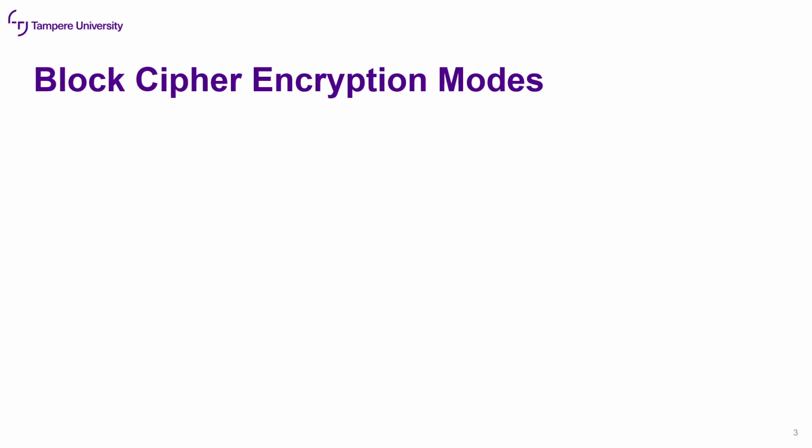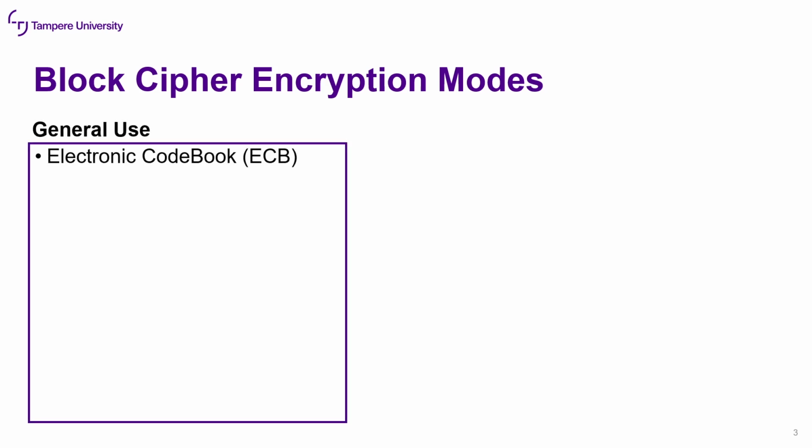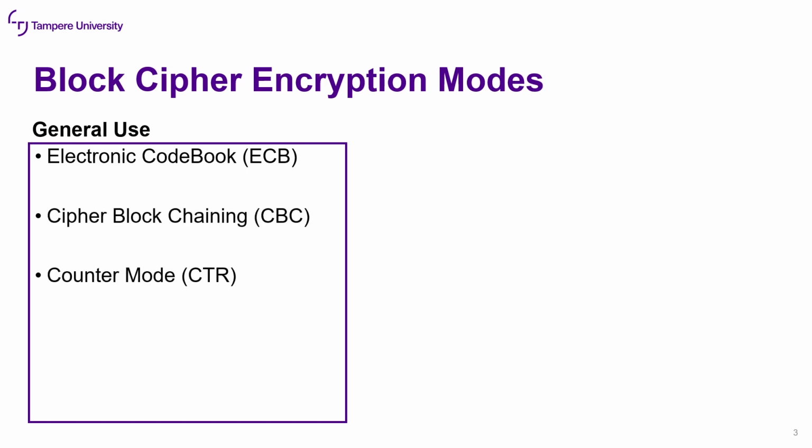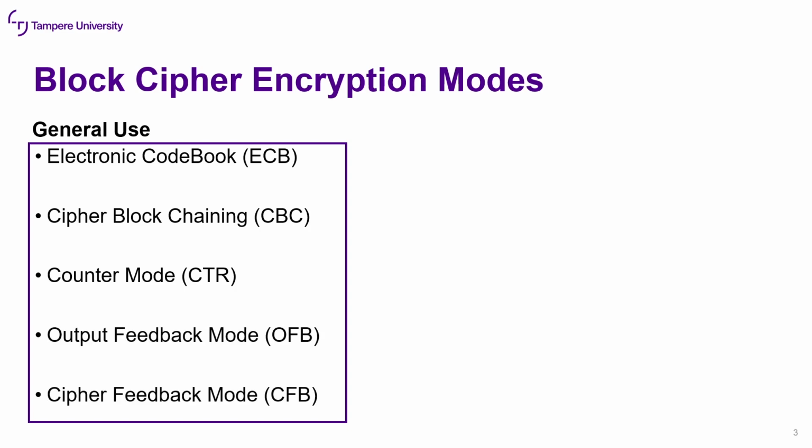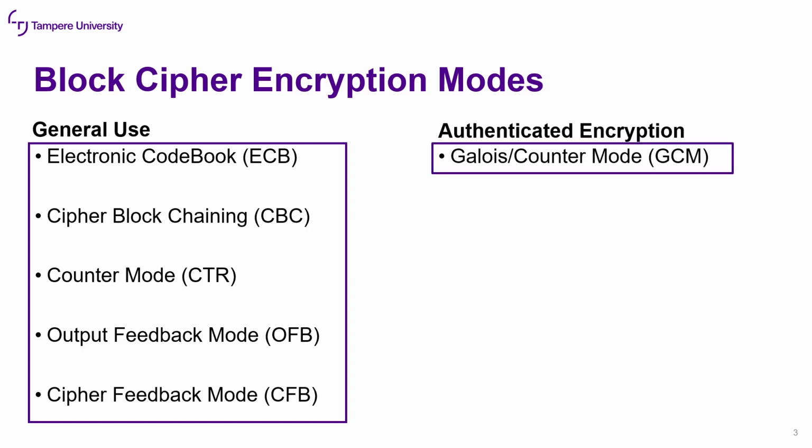And there are a variety of encryption modes that exist. However, we'll primarily be focusing on the general use ones. One of the first ones is the electronic code book, ECB. Then there's cipher block chaining, counter mode, output feedback mode, and cipher feedback mode. In these lectures, we'll also talk about one authenticated encryption mode known as Galois counter mode.